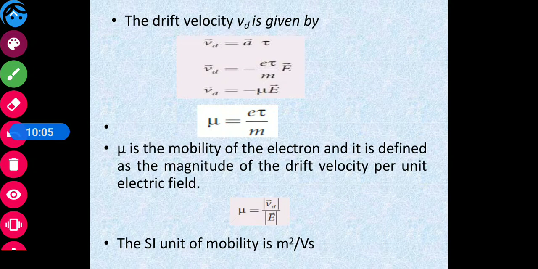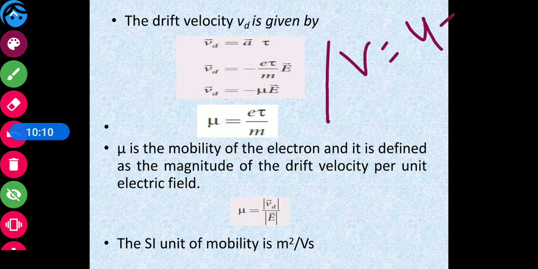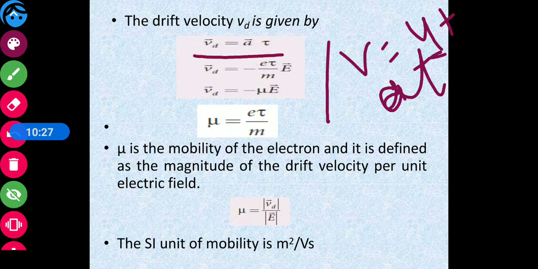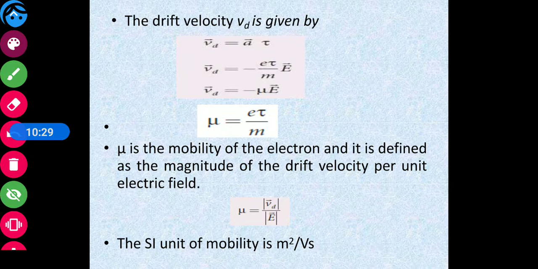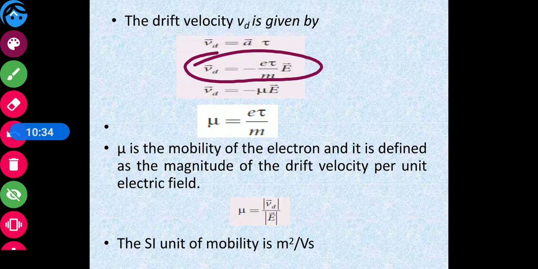So for the drift velocity, from the first equation we know that v is equal to u plus at. Here u is the initial velocity. Due to thermal agitation, initially the electrons are moving randomly in all directions, so the initial velocity will be equal to 0, and Vd, the average velocity, is equal to a tau. We have calculated a, so by putting the value, this gives the expression for the drift velocity: minus e tau upon m into the electric field.